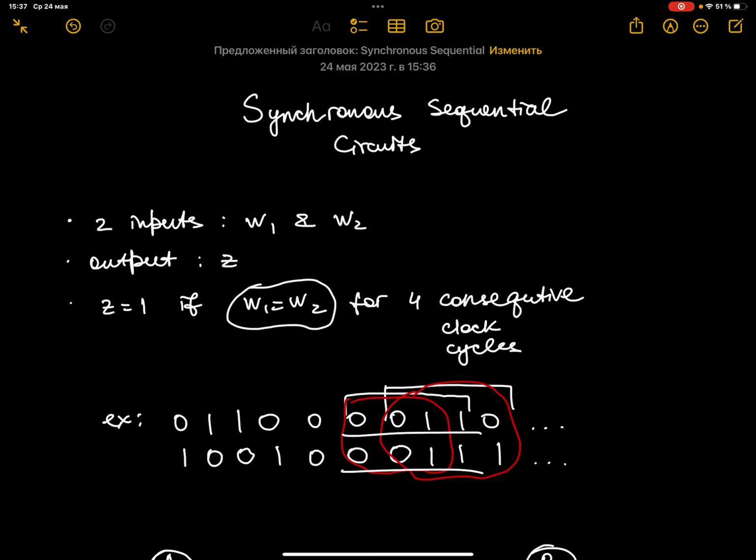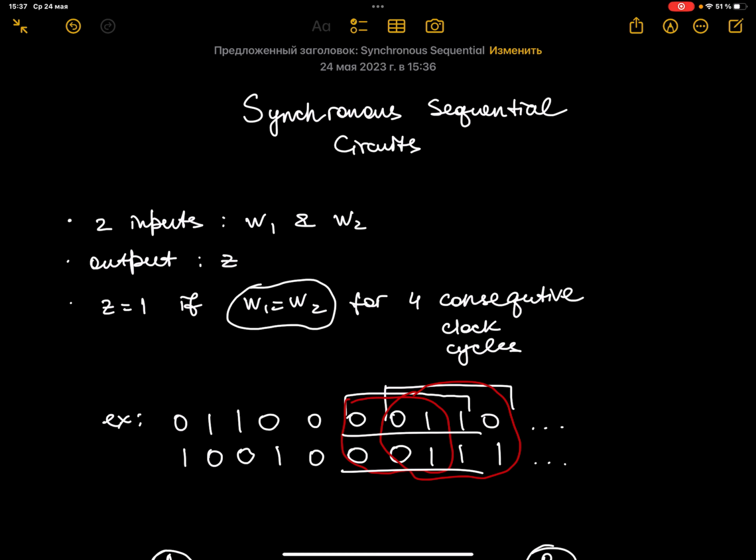So from now on we're going to talk about flip-flops or basically sequential circuits. Consider this example or this question. You have two inputs, W1, W2, and you have one output, Z. This function produces 1 if and only if W1 and W2 are the same for 4 consecutive clock cycles.